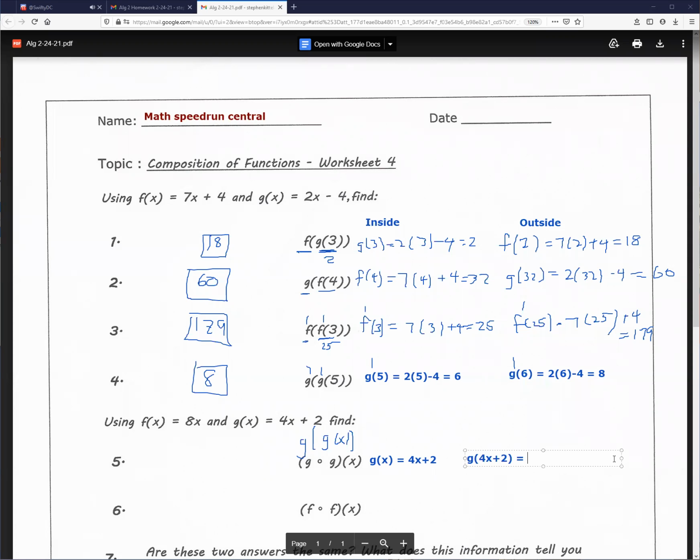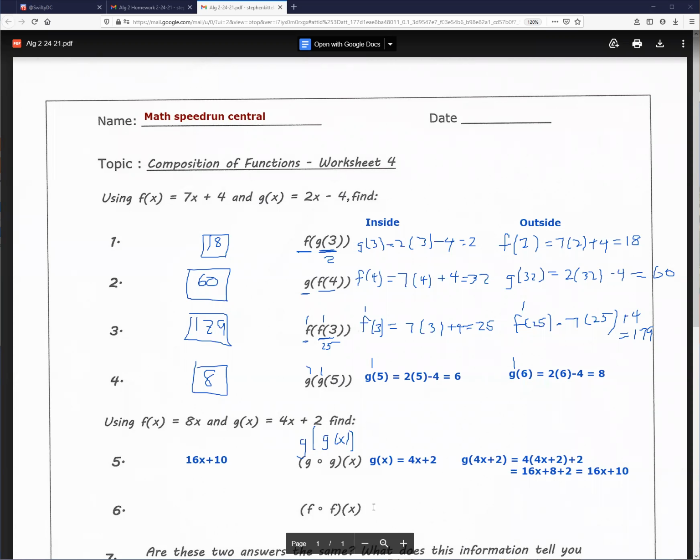All right, so this is a little different because we've got an expression rather than a number, but not much. It's still 4 parentheses plus 2, and we are filling the parentheses with what is in our parentheses, which is 4x plus 2. All right, so that is equal to 16x plus 8 plus 2, which is 16x plus 10. So we've got 16x plus 10 for this one.